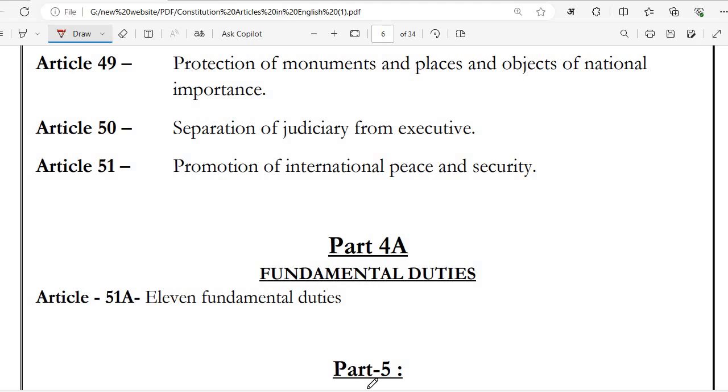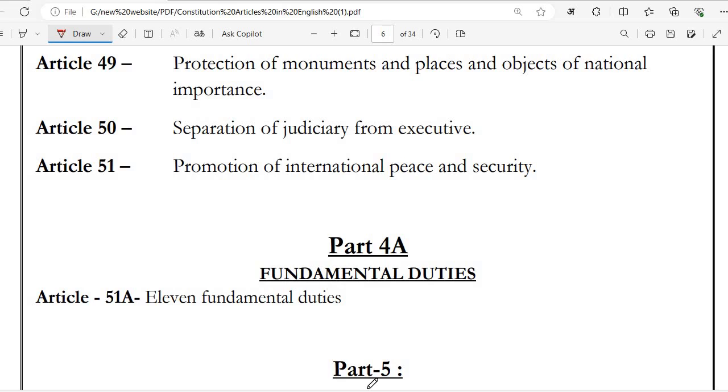Article 51A, the 11 fundamental duties. You know, in the original constitution, there were no fundamental duties. These were added by the Indira Gandhi government in 1976 by the 42nd Amendment, and through the 42nd Amendment, Part 4A was created, Article 51A was added, and there were 10 fundamental duties.